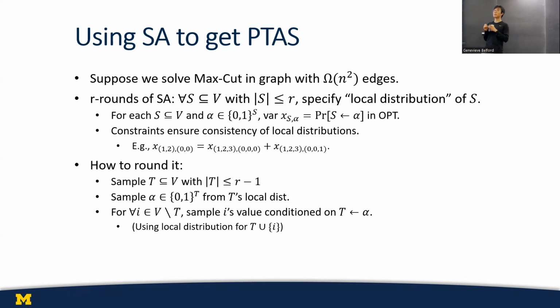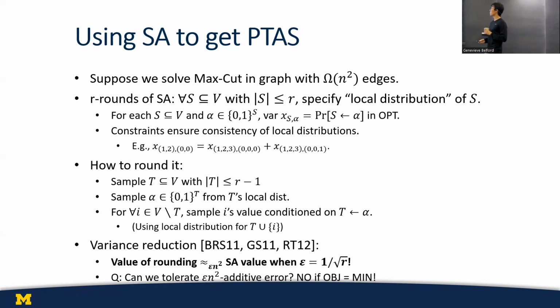Of course, then we need to decide the assignments for all the other variables. For any variable I outside T, we're going to sample I's value conditioned on T getting alpha. I can do this because I do all these I's separately. For each I, I'm looking at the local distribution for T union I. So given T, I can sample I conditioned on T being alpha. That's actually the entire algorithm.